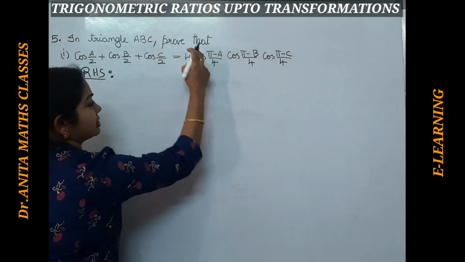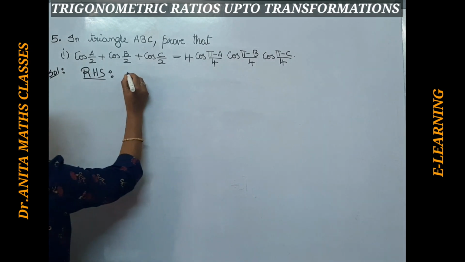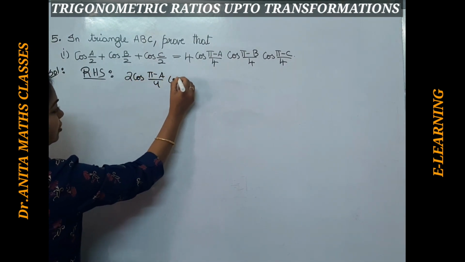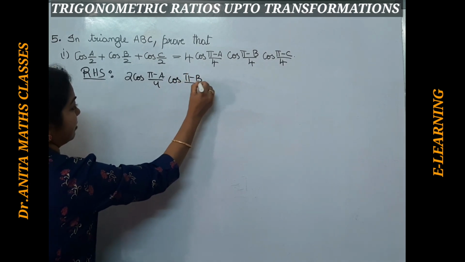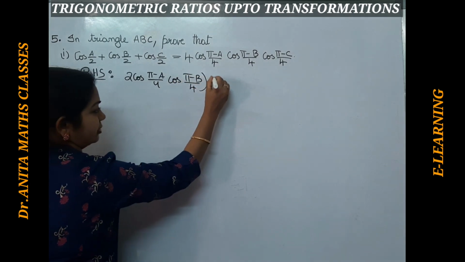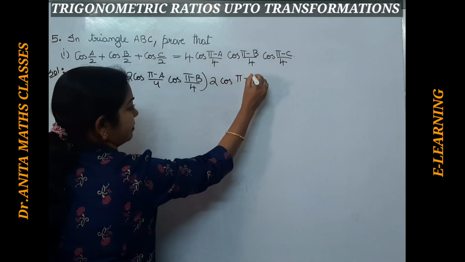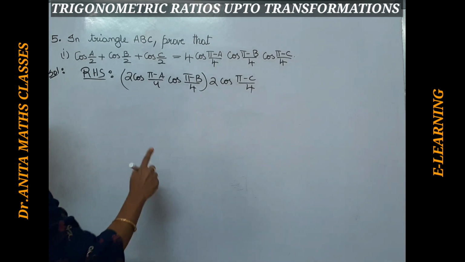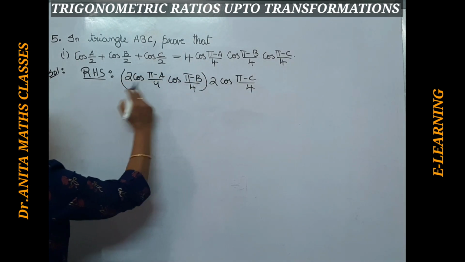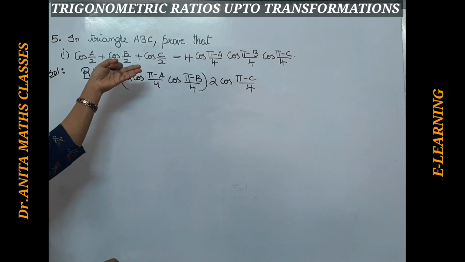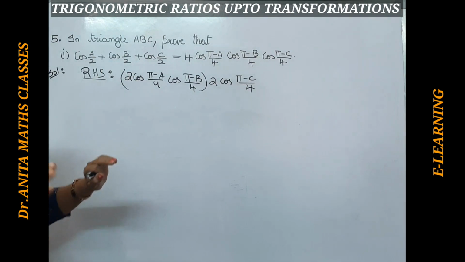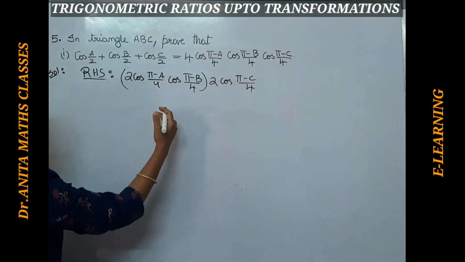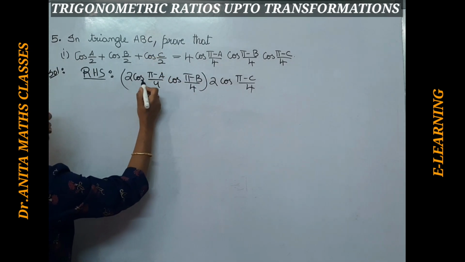Right, now this 4 I'll split it as 2 and 2. Okay, so 2 cos (π−A)/4 cos (π−B)/4 and 2 cos (π−C)/4. Right, just splitting 4 into 2 and 2. Now if you are seeing this is the product transformation. Let us transform it into the transformation formulas which we know. So this is a product, right? We will transform it into the addition one. So 2 cos and cos.